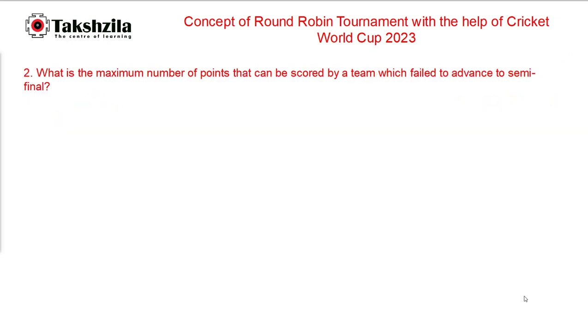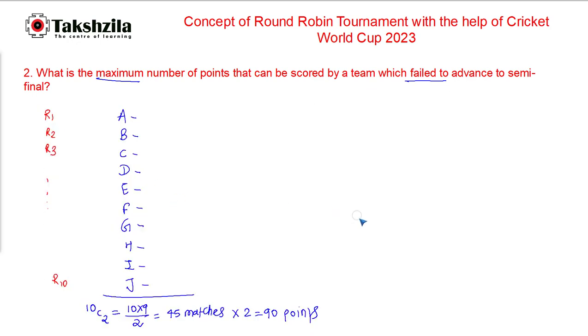After this, let's have a look at question number 2. What is the maximum number of points that can be scored by a team which failed to advance to the semi-final? So let's have a look at it. We want to maximize the number of points scored by a team which failed to advance to the semi-final. So there are 10 teams, there are 45 matches, and a total of 90 points are going to be there. Now A, B, C, D are the top 4 teams which are going to play the semi-final.